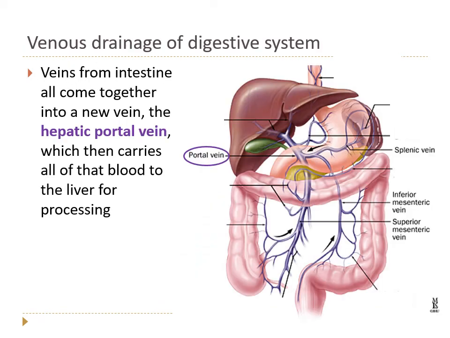So the veins that are draining this nutrient-rich blood from all of our intestines, the small intestines, which are going to drain into the superior mesenteric vein, as well as half of the large intestine, and then the rest of the large intestine is going to drain its blood into the inferior mesenteric vein. So we've got superior mesenteric vein here, inferior mesenteric vein here, also the splenic vein coming from over here, are all going to come together into this vein, which is going to bring this blood to the liver, and that's called the hepatic portal vein. So all of that blood is going to be brought to the liver for processing.